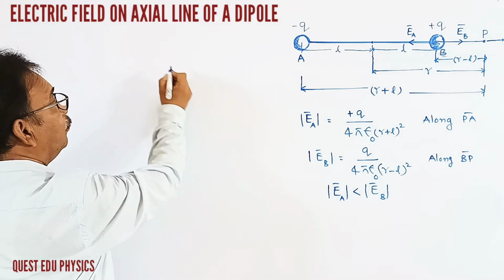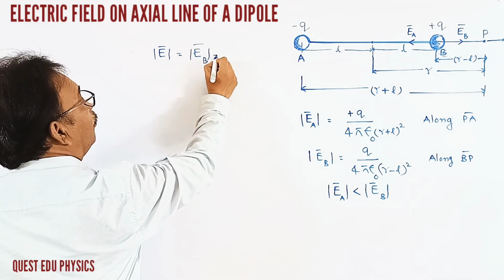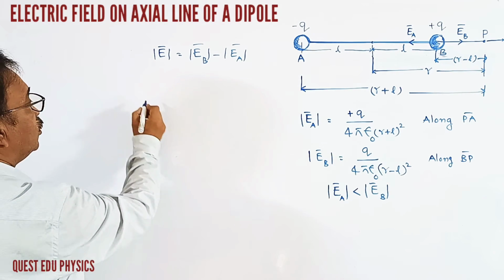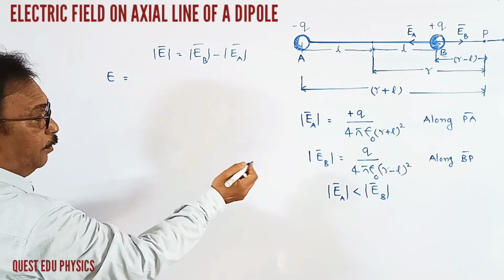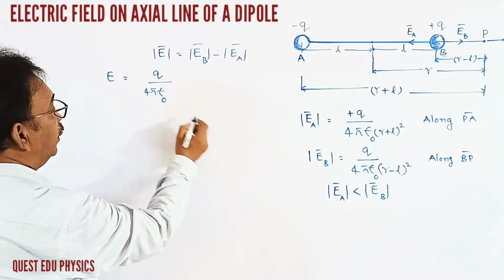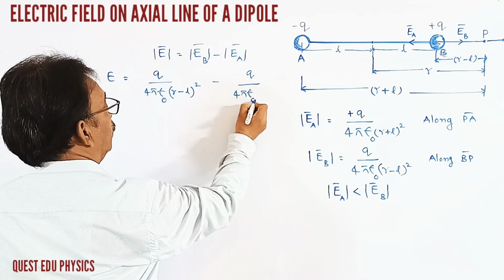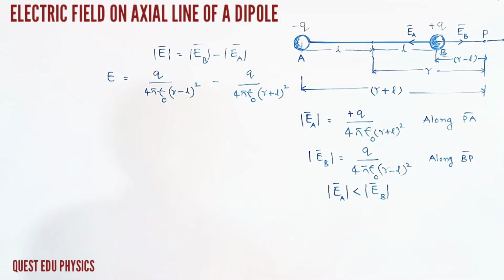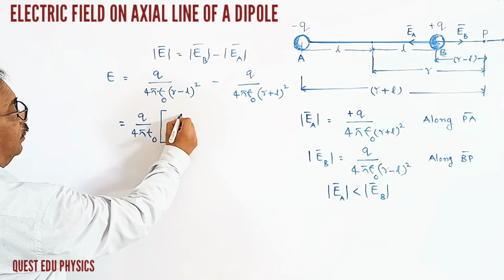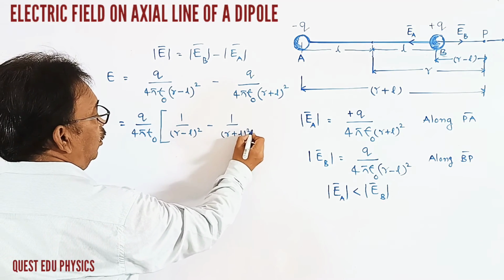Then we can write the resultant field, modulus of E is equal to modulus of EB bar minus modulus of EA bar. Okay, students? The resultant E, I'm directly writing the magnitude. EB we got as Q by 4 pi epsilon naught into R minus L whole square, minus Q by 4 pi epsilon naught into R plus L whole square. Okay, students. Then it can be written as, taking Q by 4 pi epsilon naught as common, 1 by R minus L whole square minus 1 by R plus L whole square, students.